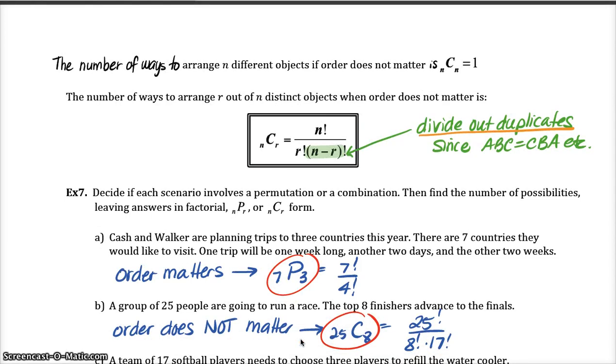Okay, if you didn't pause and you just looked at the next one, here's 7B. It says a group of 25 people are going to run a race. The top 8 finishers advance to the finals. Well, it doesn't matter who came in first, who came in second, who came in third. All of the top 8 finishers get to move on to the finals. So you have 25 people that ran. All 8 of them, the top 8, get to go. So the order in which those top 8 came across the finish line doesn't matter. So it's a combination. There's 25 runners, and we're choosing 8 of them, and the order doesn't matter, so it's 25 choose 8.